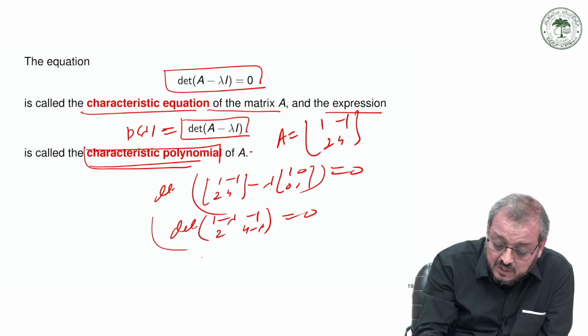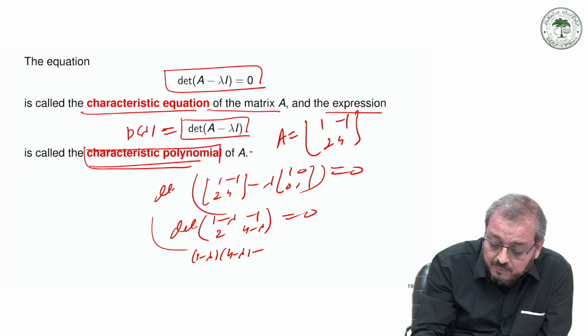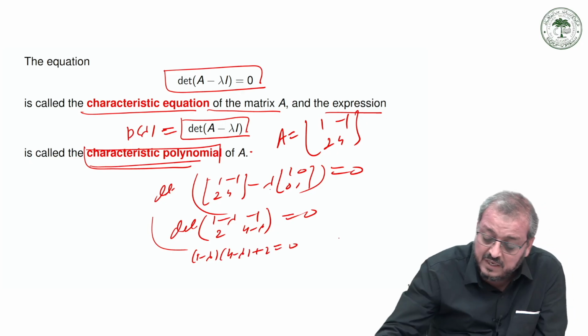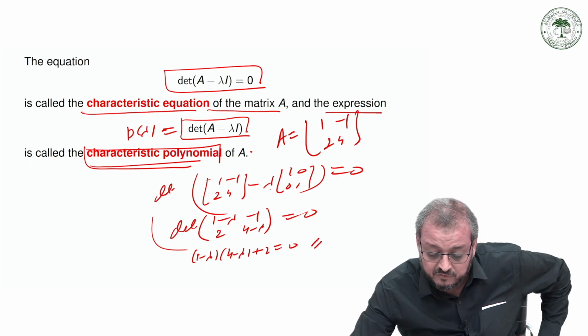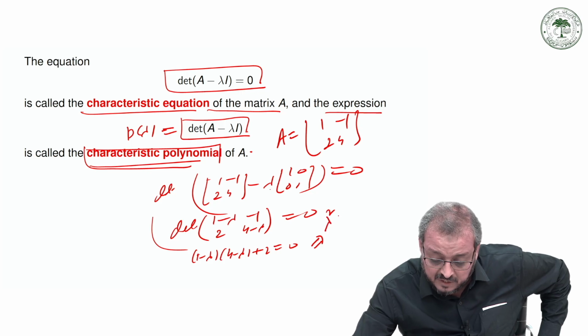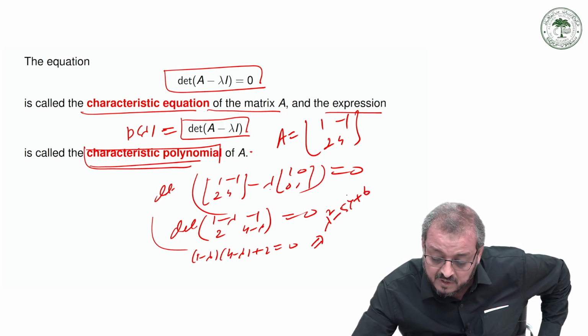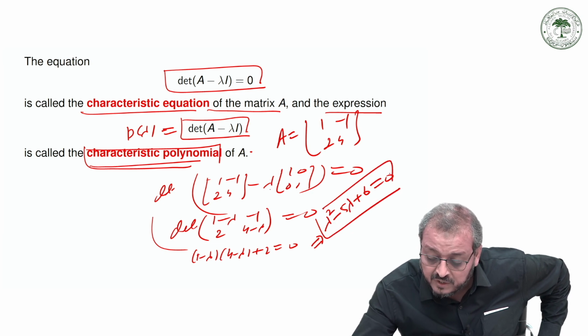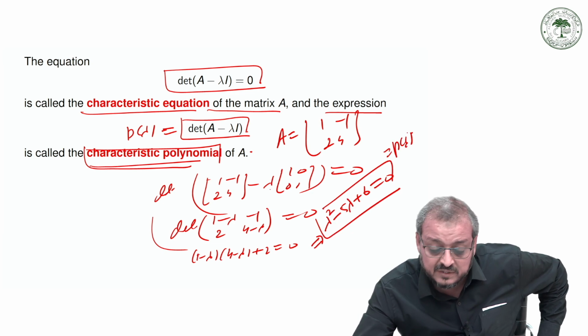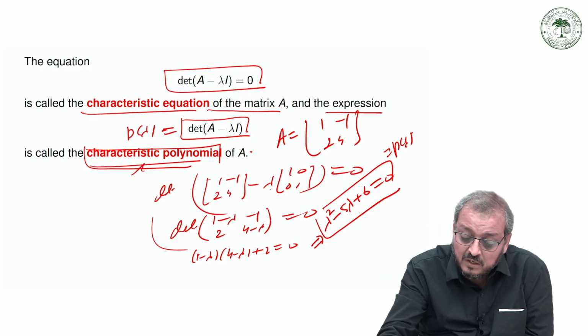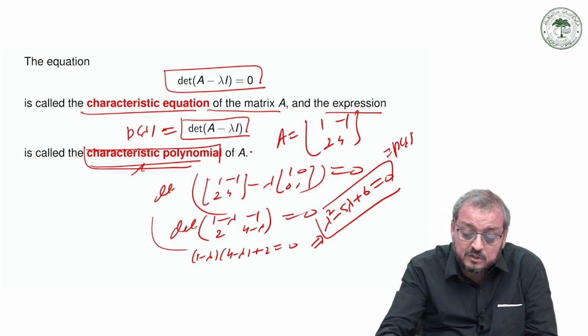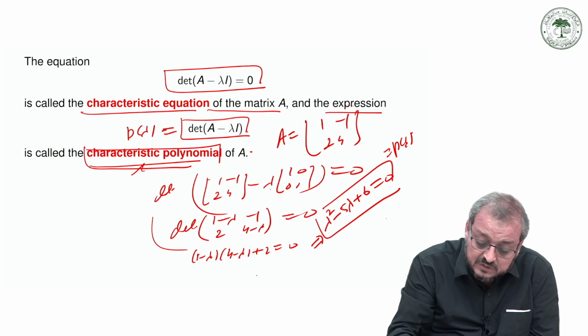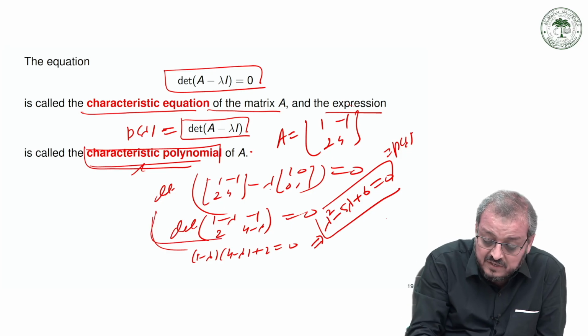Simplifying, we have (1 minus λ)(4 minus λ) plus 2 equal to 0. This simplifies further to λ² minus 5λ plus 6 equal to 0. This is P(λ), called the characteristic polynomial of this matrix, and the equation determinant of A minus λI equal to 0 is the characteristic equation.